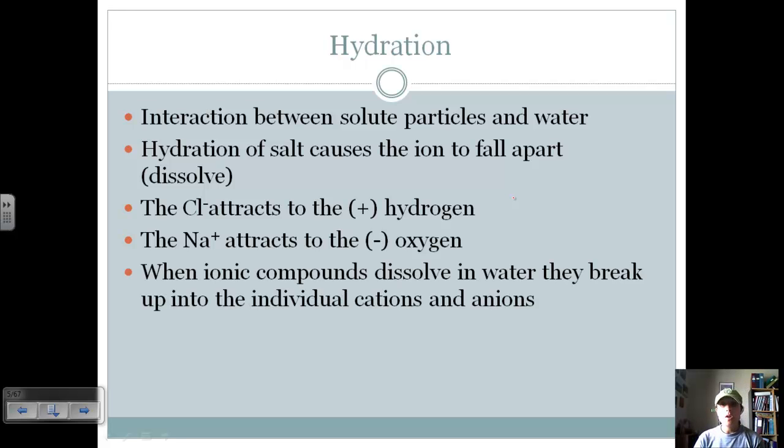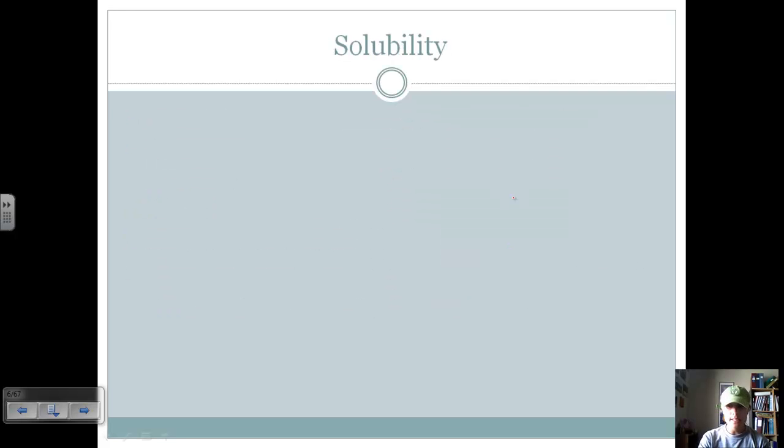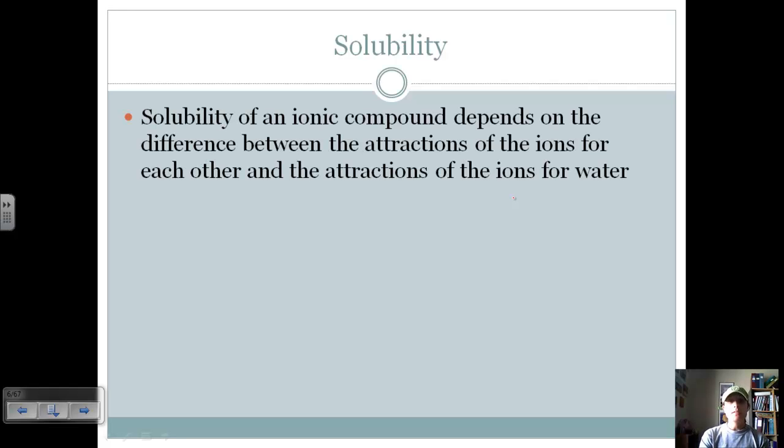When ionic compounds dissolve in water, they break up into individual cations and anions. So saying that something dissolves isn't always the most correct term. In this case, we would say it dissociates because it's breaking apart into its ions. Other things can dissolve and not dissociate. Okay, so speaking of that, let's talk about solubility.